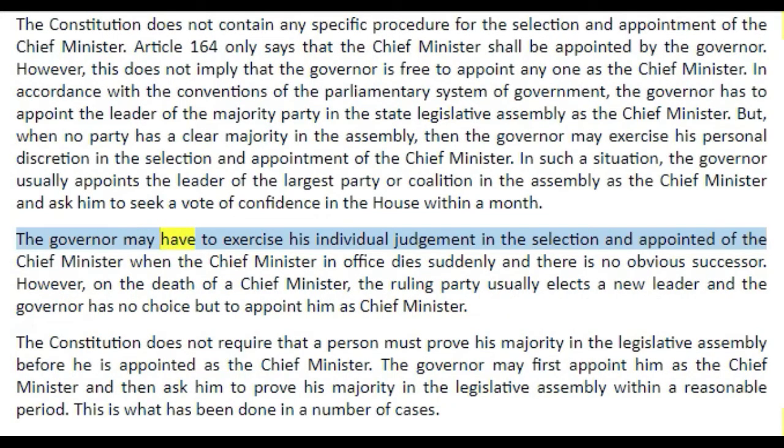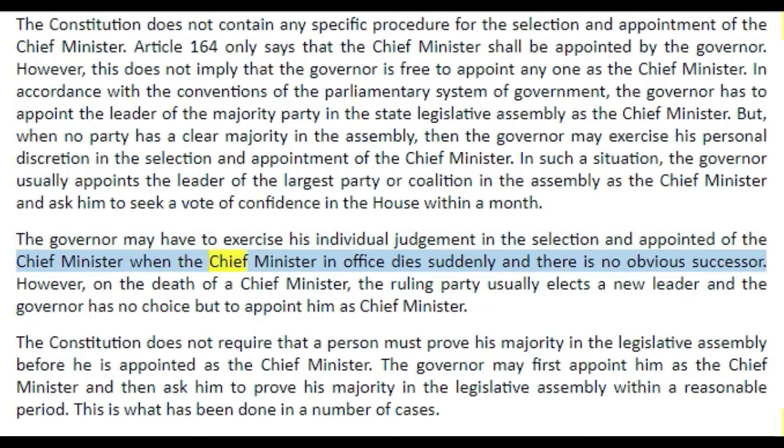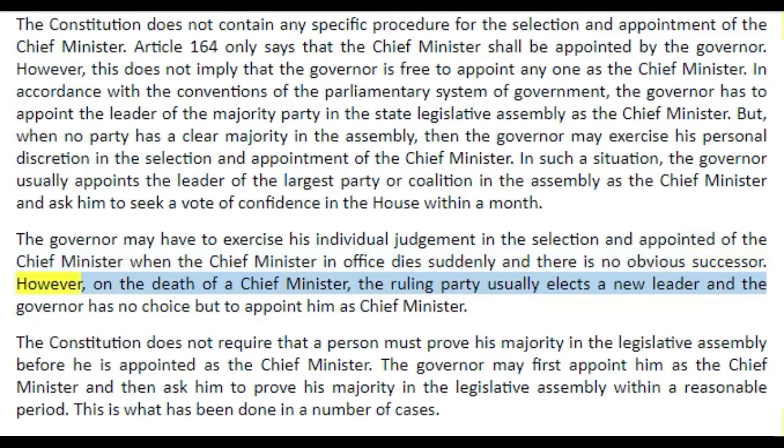The governor may have to exercise his individual judgment in the selection and appointment of the chief minister when the chief minister in office dies suddenly and there is no obvious successor. However, on the death of a chief minister, the ruling party usually elects a new leader and the governor has no choice but to appoint him as chief minister.